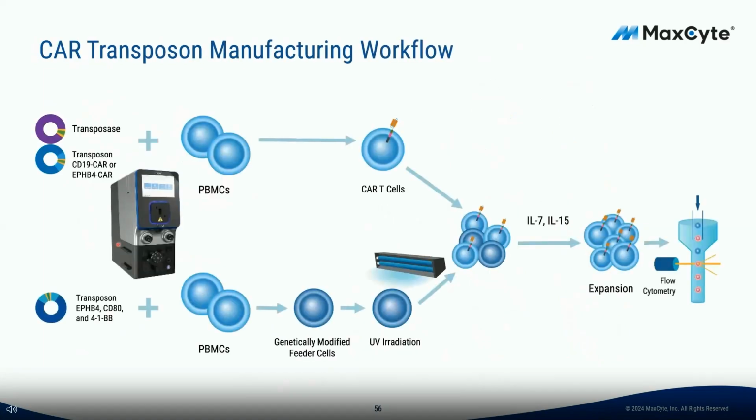So his process involved electroporating PBMCs with a DNA plasmid for the transposase and a transposon, either expressing CD19 CAR or EPHB4 CAR T. And then he also electroporated autologous feeder cells to present the antigen. So he would irradiate the feeder cells, co-culture with the CAR T cells, and then expand the cells for about 14 days.